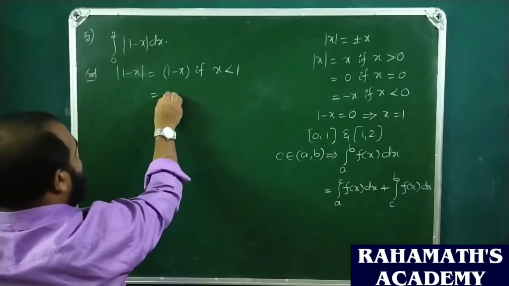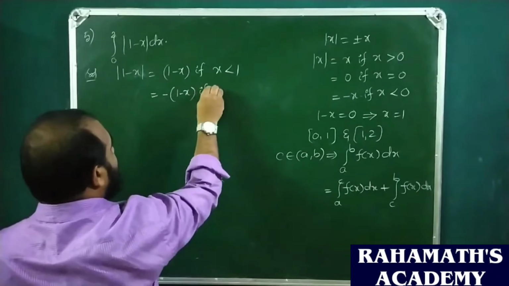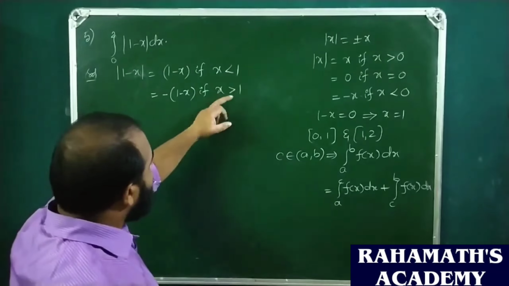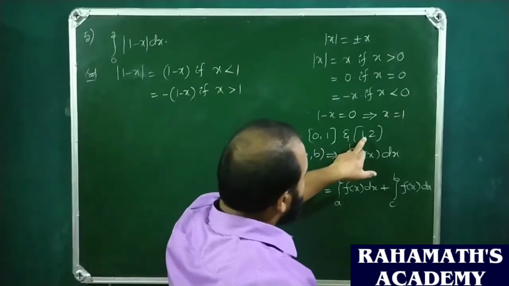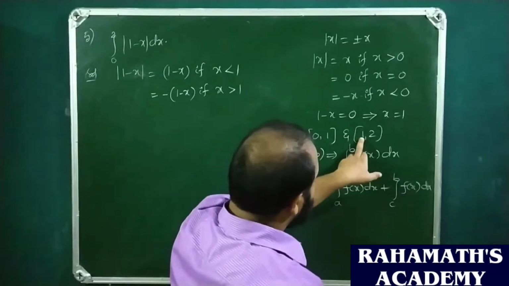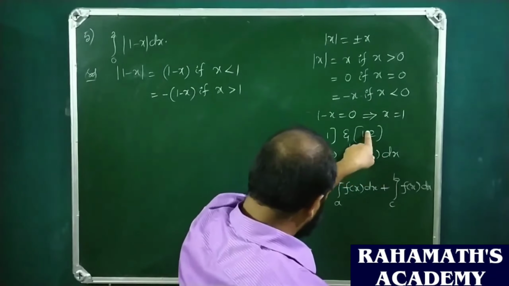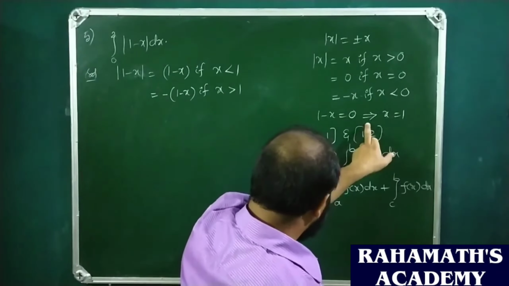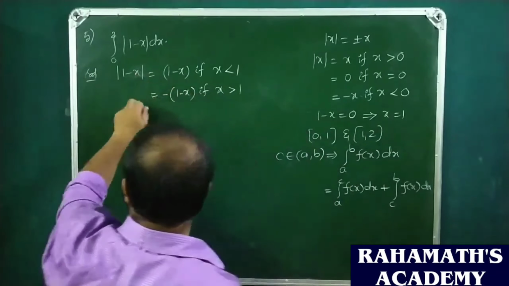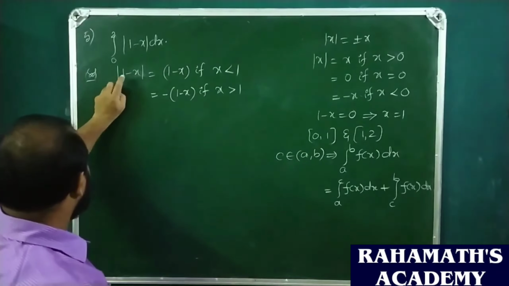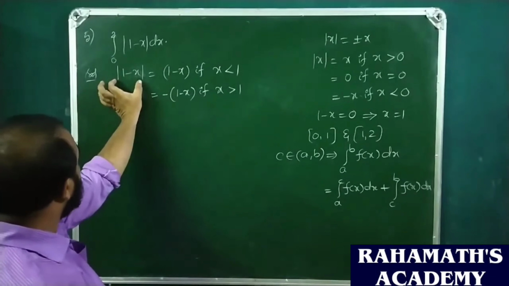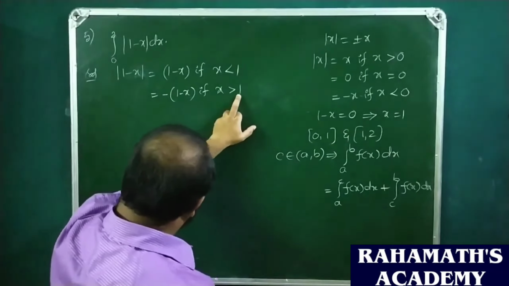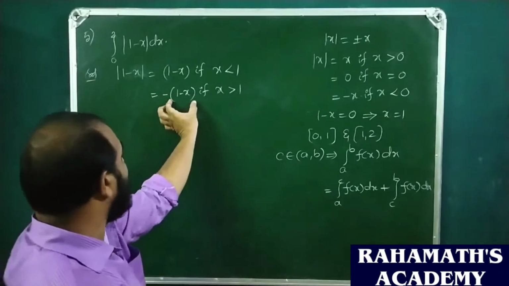The same value is negative if x is greater than 1. How? Greater than 1 means it lies in the interval 1 to 2, so take 1.5 or 1.6, whatever. For convenience, take 1.5 and substitute: 1 minus 1.5 is minus 0.5. Minus means negative. So if x is greater than 1, this value is negative.